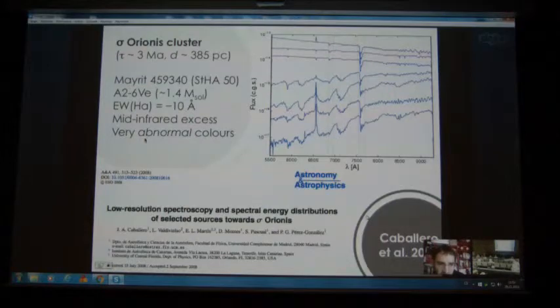And the funny thing about this star is that it has very abnormal colors, a lot. When the spectroscopy is clearly of an A dwarf, the photometry tells you that it is a B dwarf, but depending on when you observe it, because sometimes it looks like a K dwarf.